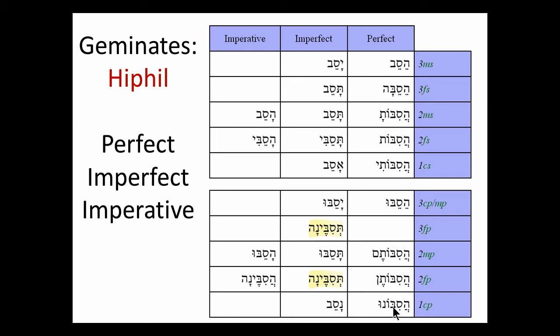In fact, you get that all the way through the rest of the way. So here you get big time help. You have a hey prefix, you've got doubling, and you've got your perfect endings. You should be able to identify hifil perfects of geminate lemmas.